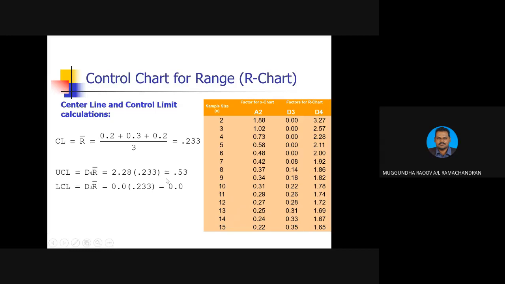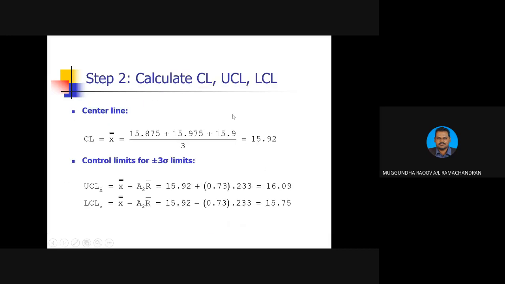Here class, the summary of the calculation is here: central line, upper control limit and lower control limit. This is the alternative method to calculate the central line, upper control limit and lower control limit for the X bar chart, if the limit is not given. So class, the X bar chart we are done.